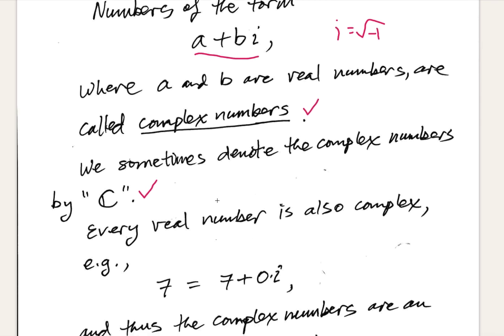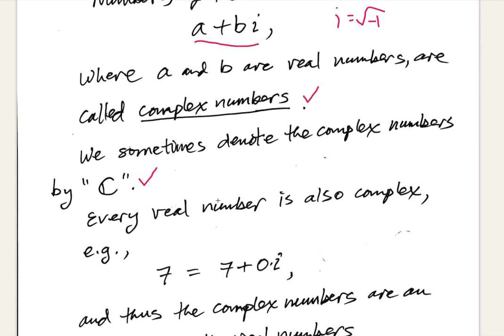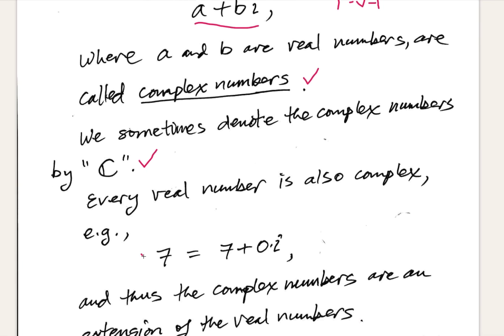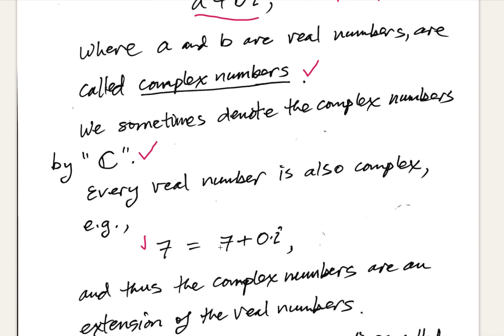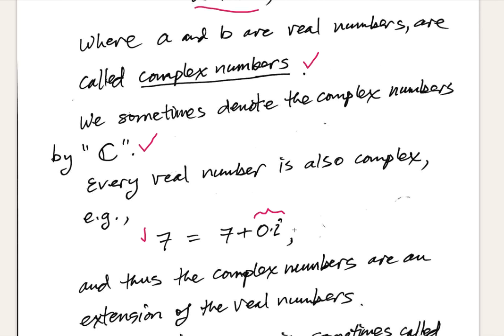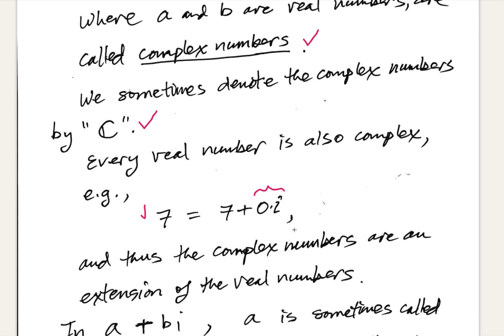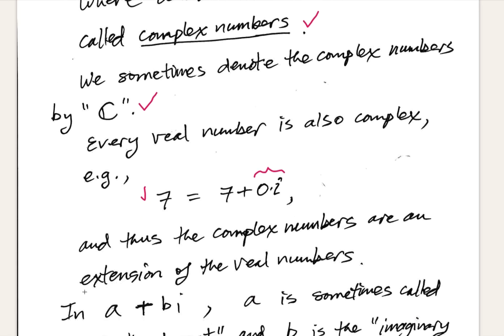Let me first of all mention that every real number is also considered to be a complex number. So for example, let's say I had the number 7. I could actually consider that to be a complex number where 7 is equal to 7 plus 0i. Now remember that 0 times any number is 0. That still holds for complex numbers also. So 0 times i is actually 0. 7 plus 0 is 7. I put a dot between 0 and i like I usually do because otherwise it looks like oi. Anyways, thus the complex numbers could be considered an extension of the real numbers.